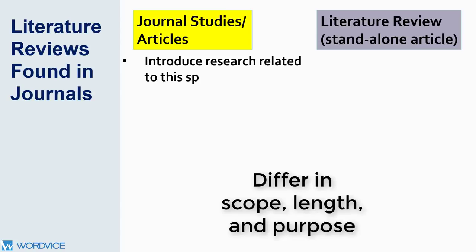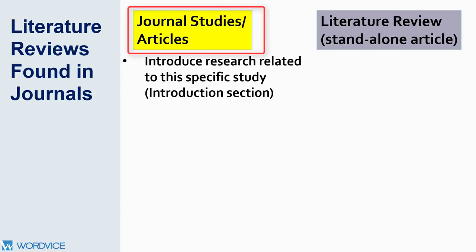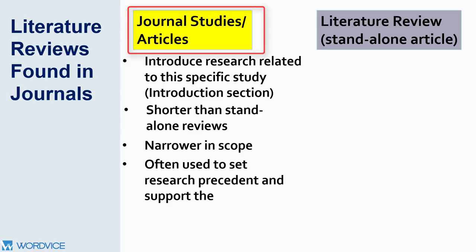The literature review found at the beginning of a journal article is used to introduce the research related to the specific study and is found in the introduction section, usually near the end. It is shorter than standalone reviews because it must limit its scope to very specific studies and theories that are directly relevant to this study. It is also often used to set research precedent and support theory or methods.